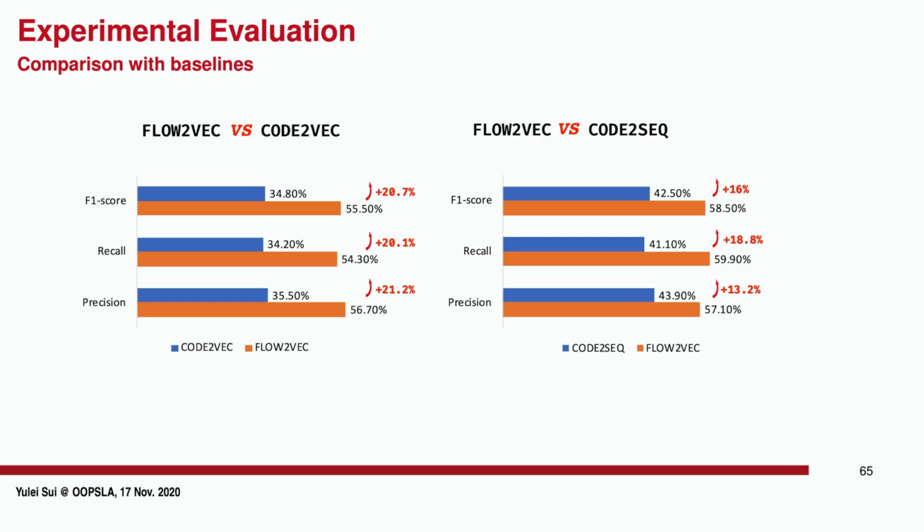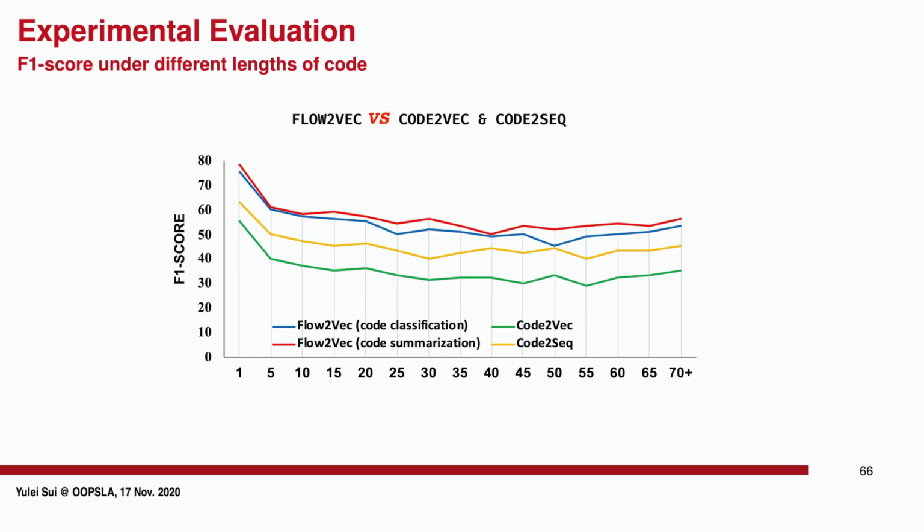This figure shows the comparison results between Flow2Vec and the existing two approaches. Flow2Vec outperforms Code2Vec in terms of F1 score, recall, and precision, with an average improvement of around 20% for the code classification task. When comparing with Code2Seq for the code summarization task, Flow2Vec improves 16% for F1, 18% for recall, and 13% for precision. This figure gives F1 scores under different code lengths. Overall, Flow2Vec outperforms Code2Seq under all code lengths.